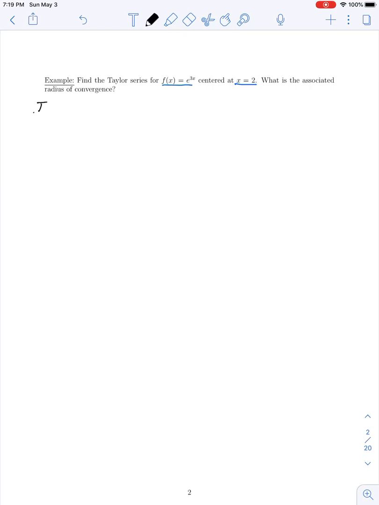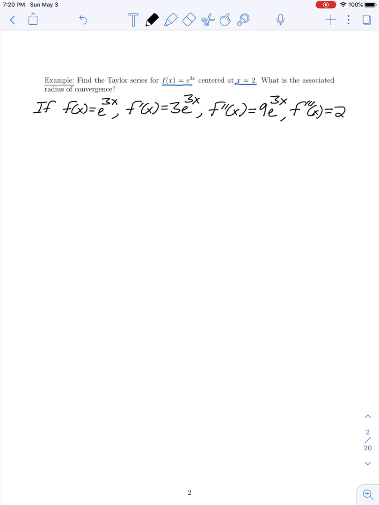So let's start by saying here, if the function f of x is given by e to the 3x, then our first derivative, f prime of x, using the chain rule, is 3e to the 3x. Our second derivative would be f double prime of x. Again, using the chain rule, we would have 9e to the 3x. Our third derivative, f triple prime of x, using the chain rule, gives us 27e to the 3x, and so on. So we start to see a pattern emerging pretty quickly here.